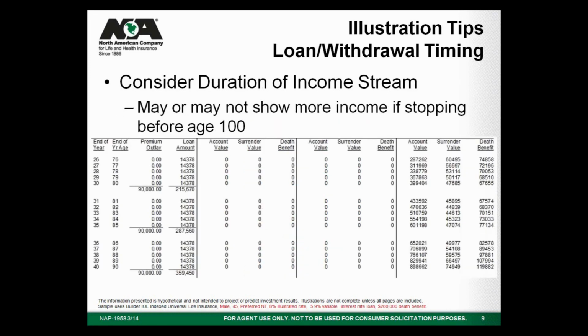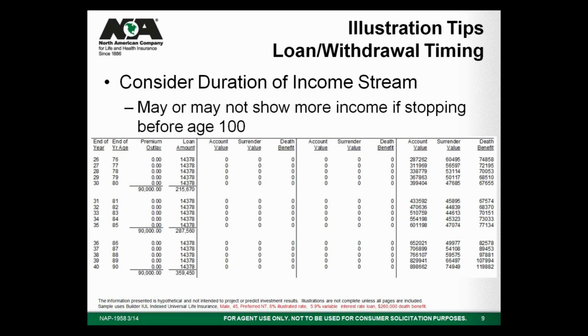So you want to consider the duration of the income stream. You may or may not show more income if stopping before age 100. In this illustration, we're showing the income going all the way through to age 90. Where you really see, where you're going to know if it's going to matter if you run it to 100 or if you change it to a different age. Normally, we run all of our income streams, if they start at 60, 65, 70, what have you, we run them to 100.